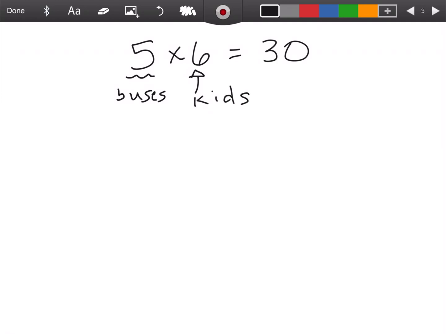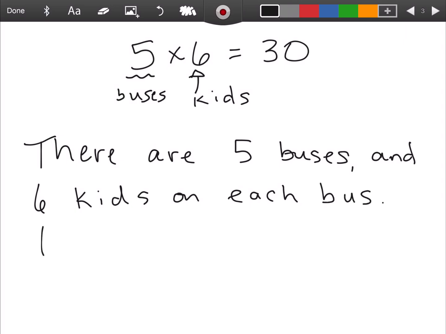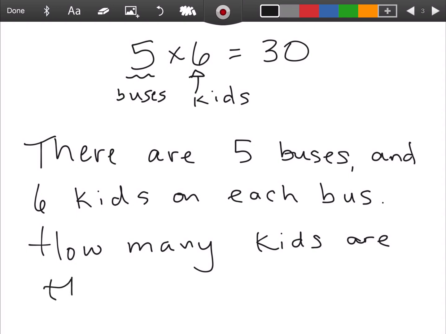So my problem could be something like, there are 5 buses and 6 kids on each bus. How many kids are there riding the bus? And then I've asked you to draw a picture to show your answer.